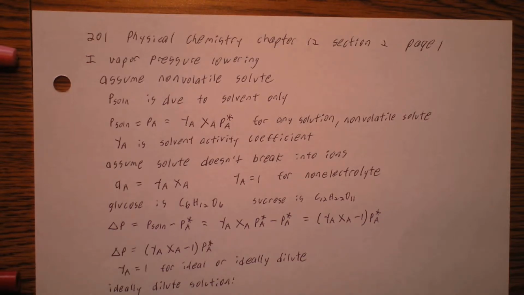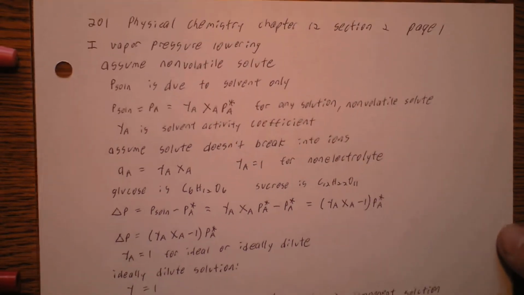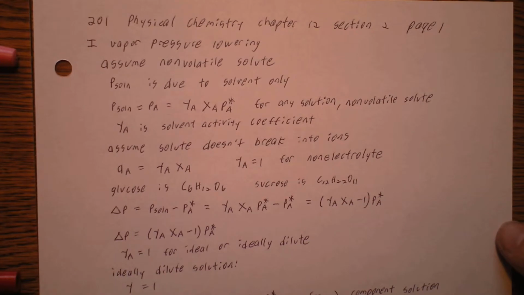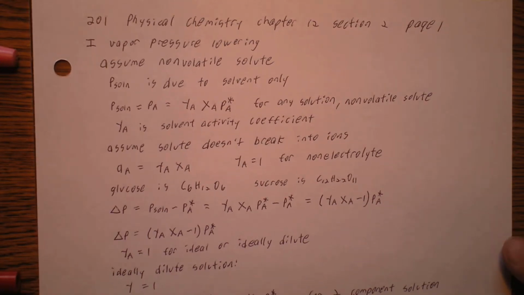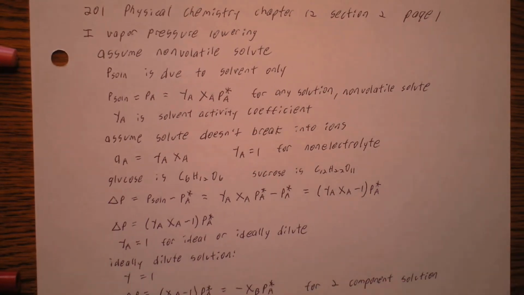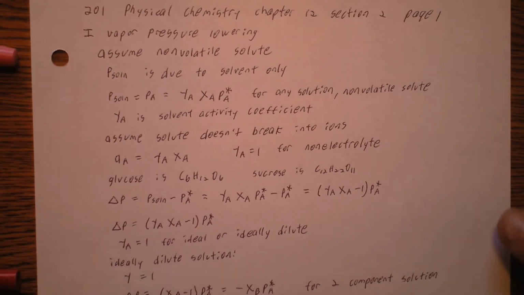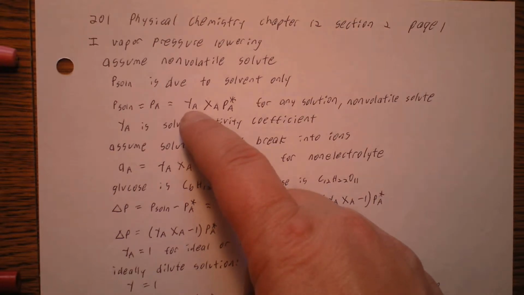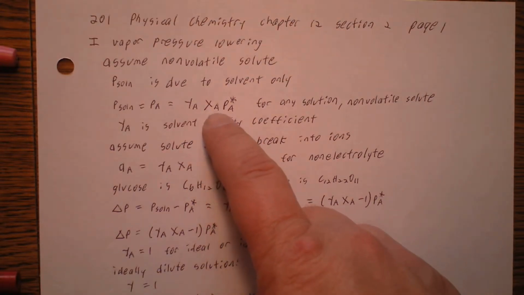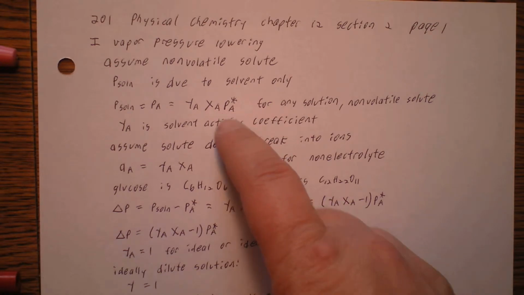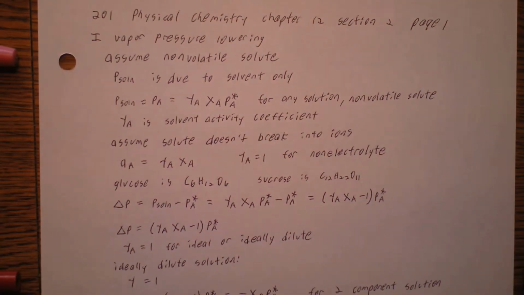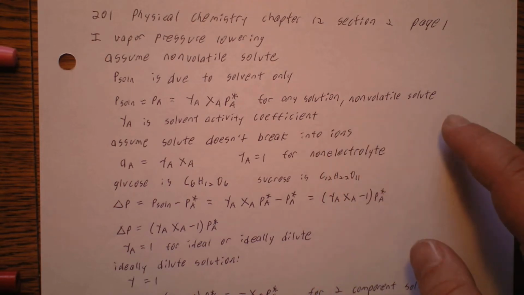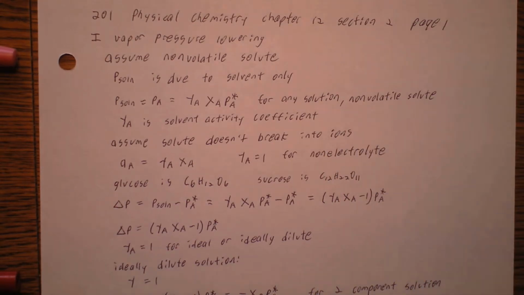Now we're going to assume for now that we have a non-volatile solute, which means it's not going to vaporize, it's all solid or liquid form, but no gas. So the pressure of the solution then is due to the solvent only. So the pressure of the solution is equal to the pressure of A, our solvent, which is equal to gamma of A times the mole fraction of A times PA star, the partial pressure of the solvent only. And this is true for any solution as long as our solute is non-volatile.